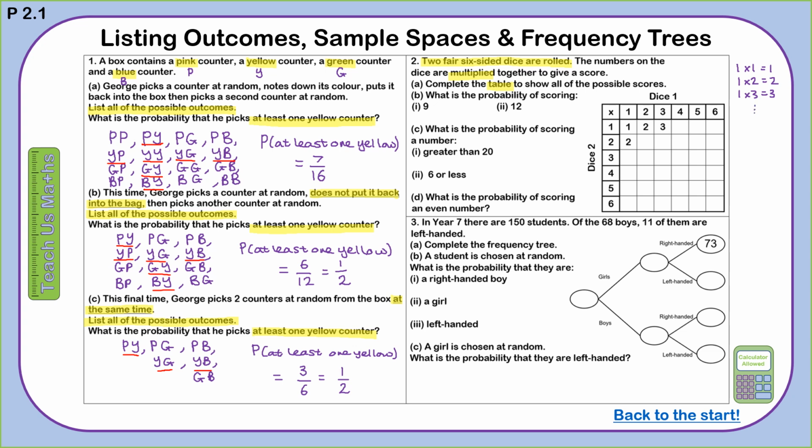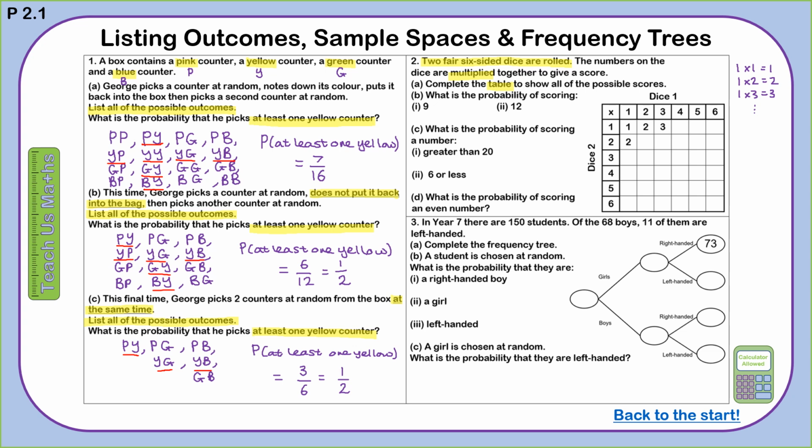If we were to use the listing outcomes method for this question, it is going to take a very long time to list all of those outcomes and calculate the scores. We need a much more efficient method to do this, and this is where a sample space diagram comes in handy.